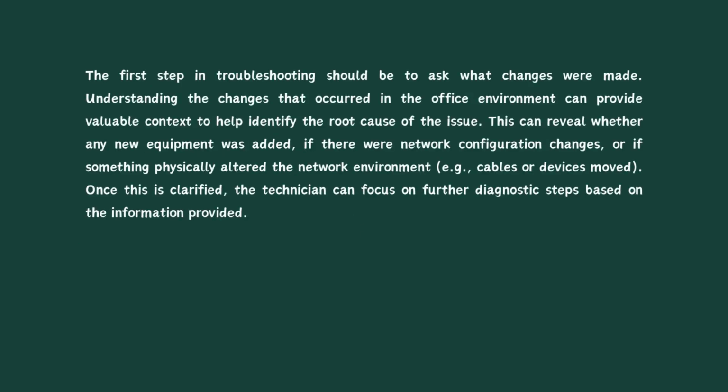The first step in troubleshooting should be to ask what changes were made. Understanding the changes that occurred in the office environment can provide valuable context to help identify the root cause of the issue. This can reveal whether any new equipment was added, if there were network configuration changes, or if something physically altered the network environment. For example, cables or devices moved. Once this is clarified, the technician can focus on further diagnostic steps based on the information provided.